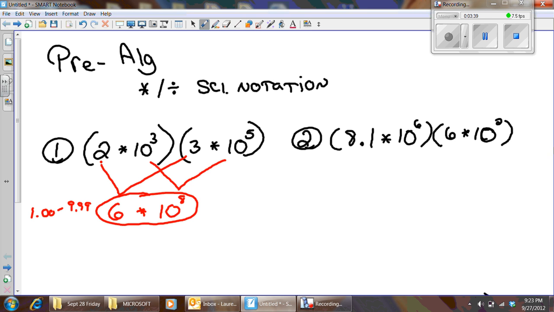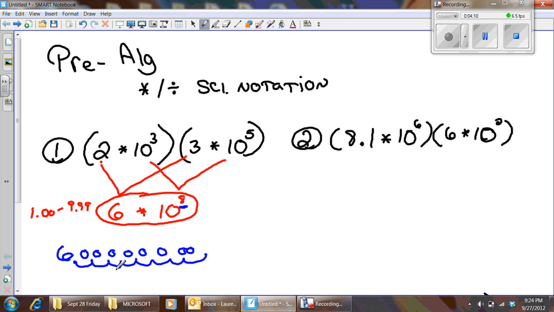By the way, why don't you go ahead and convert that to standard notation? If I do 6 times 10, I'm going to get 60. 6 times 10 squared would be 600, etc., etc. So I'm going to find my decimal point, and I'm going to move it 8 places right. So 1, 2, 3, 4, 5, 6, 7, 8. And so I'm going to fill in zeros.